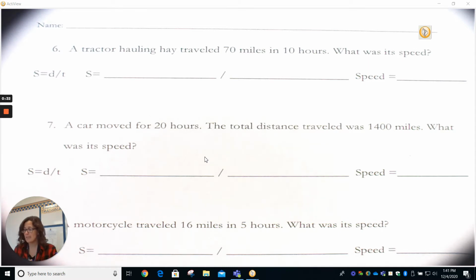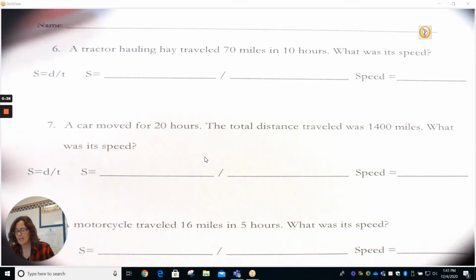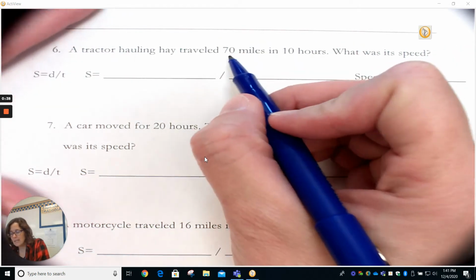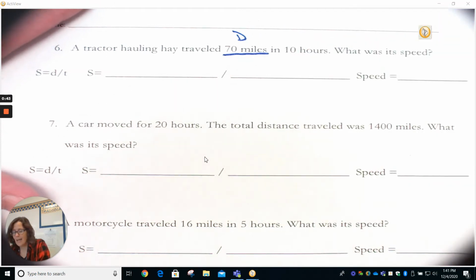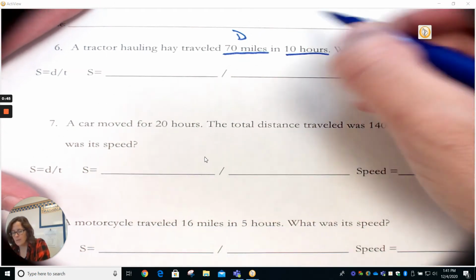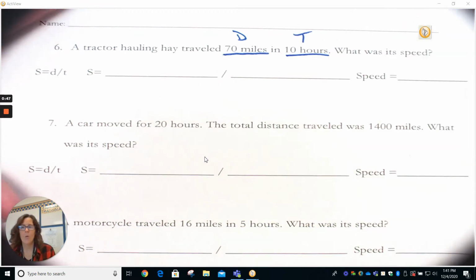So number 6 says a tractor hauling hay traveled 70 miles in 10 hours. So we need the distance. I'm going to underline it and put a D above it. And we need the time, which is 10 hours. I'm going to underline and put a T above it. Okay, what was its speed?